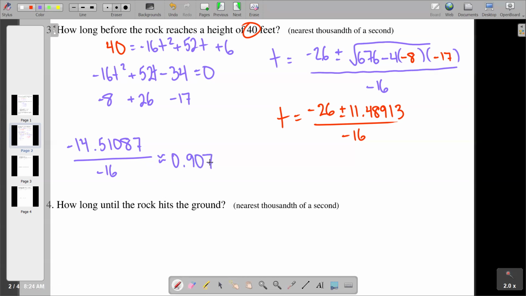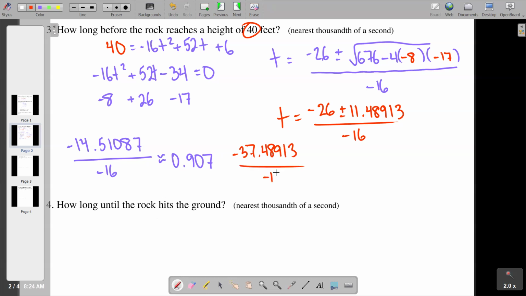So based on our previous experience, we would assume at this point that the other answer can be thrown out with the bathwater, right? But let's see what happens. Let's do the minus situation this time. So let's do -26, just doing the top, tracing the other pathway, minus 11.48913. I get -37.48913.